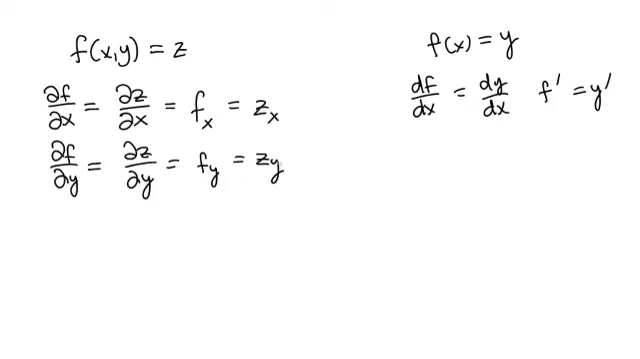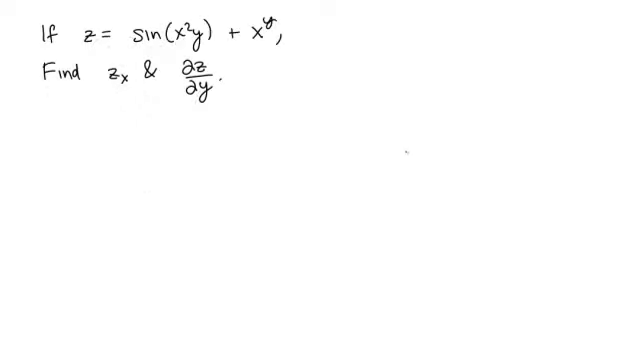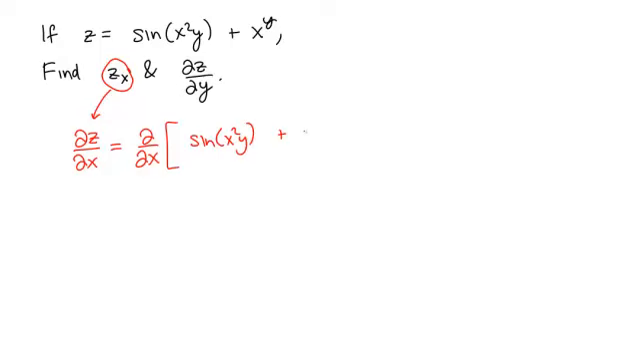So, as an example, if z is equal to the sine of x squared y plus x to the yth power, find z sub x and del z del y. So what do each of these things mean? Well, this is just notation for the partial derivative with respect to x. So this just means del z del x. And so this means we want to take the derivative of the function sine of x squared y plus x to the y, where we're treating the variable y as a constant.